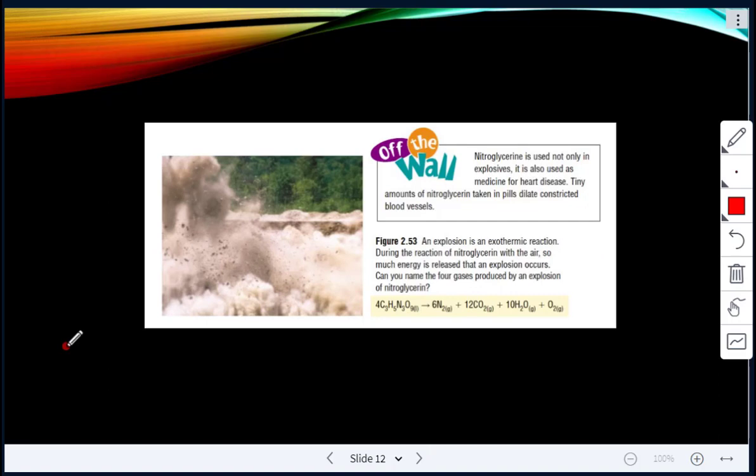All right, this is just from the textbook. Nitroglycerine is used in explosives, but it is also used as medicine for heart disease. So tiny amounts of nitroglycerin can be taken in pill form, and they will dilate or open up constricted blood vessels. And so here, when we look at an explosion happening, it's an exothermic reaction. So the reaction of nitroglycerin with air will release a lot of energy.